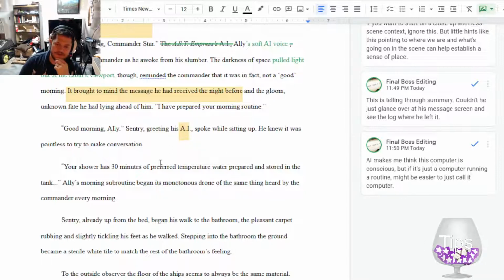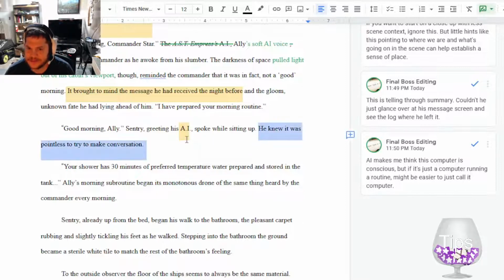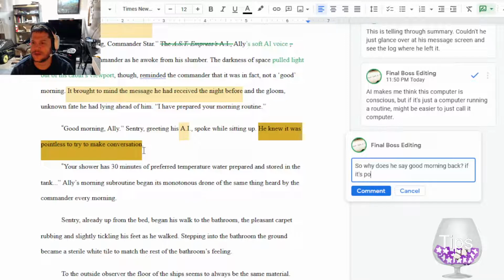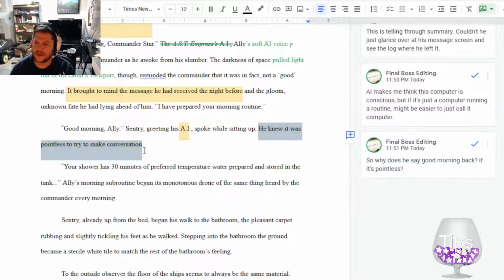His plan is trying to make conversation. "Your shower has 30 minutes of preferred temperature water prepared and stored in the tank." So again, why is he making conversation? Why does he say good morning? Yeah. So again, some of his responses, I want to see.